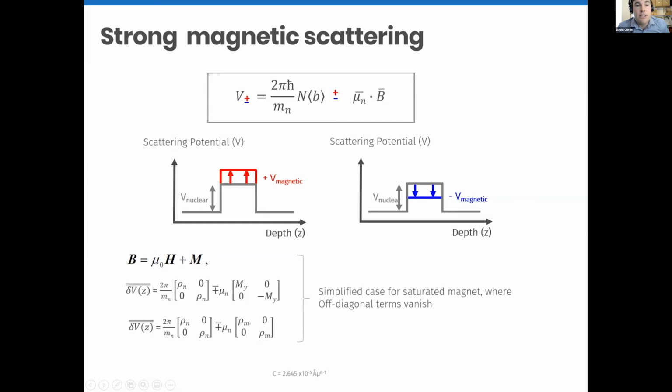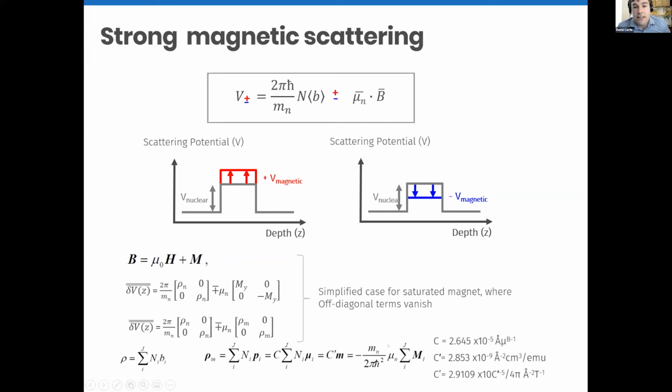We can rewrite this potential in terms of these terms, and we normally separate out the nuclear and magnetic terms in this way. The nuclear term I've already given to you. The magnetic term can be written in a number of different ways, but the key thing is that there's just a constant of proportionality that relates this to emu per centimeter cubed, or if you prefer SI units or some other unit, there's a variety of ways of converting. But this is essentially what we're sensing through this magnetic potential: a direct measure of the magnetization as a function of depth.